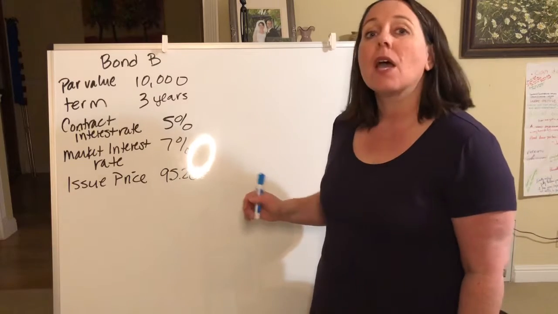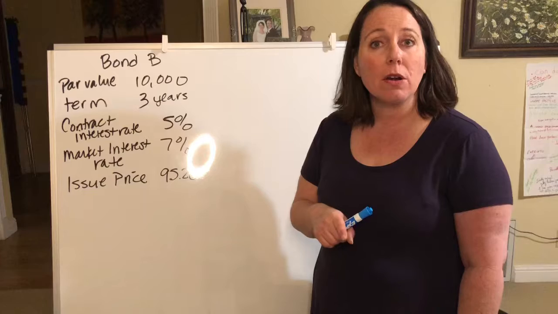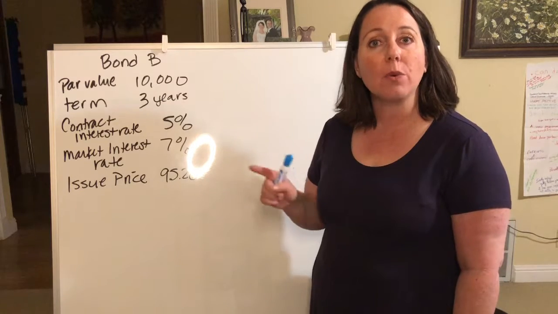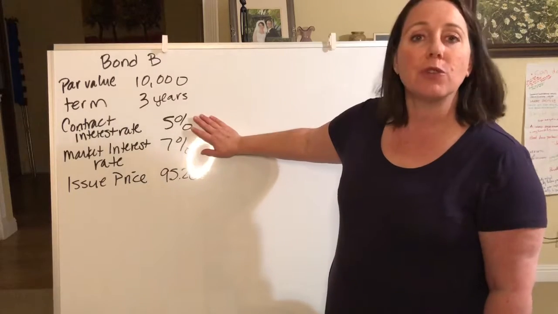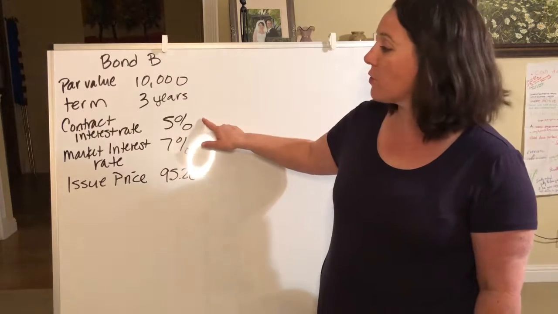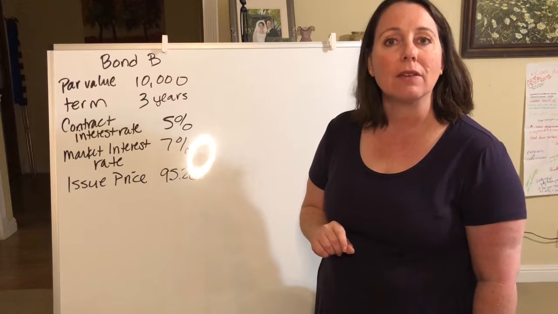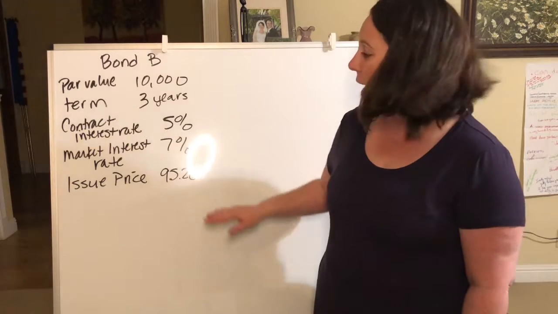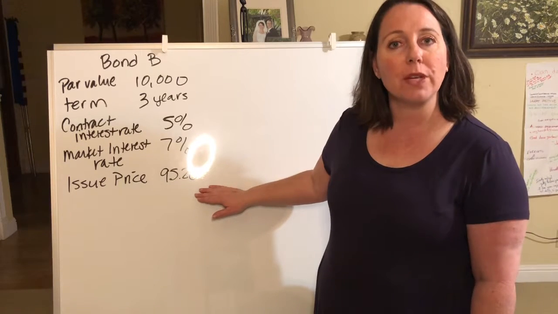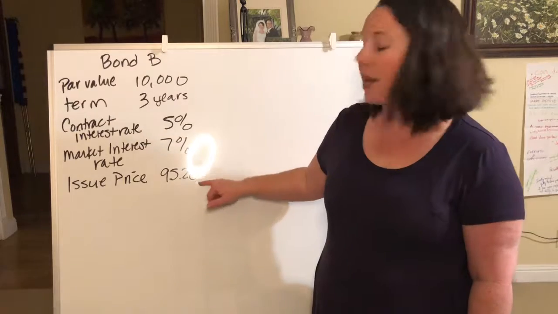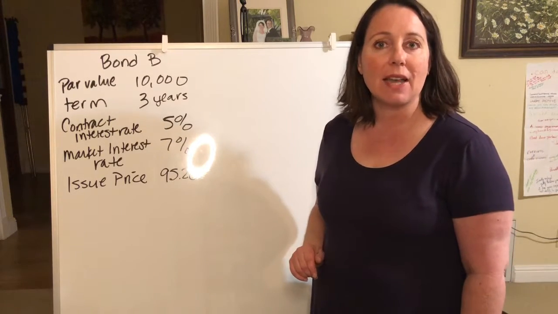Okay. Now, first thing I have to do is determine, is this bond at par? Are we selling it at par, with a discount, or with a premium? So the first thing I look at is my interest rates. If my contract rate is less than my market rate, then I'm selling at a discount. The second thing I look at is my issue price. If my issue price is less than 100 or 100%, then I'm selling at a discount. So I've determined this bond I'm selling at a discount.